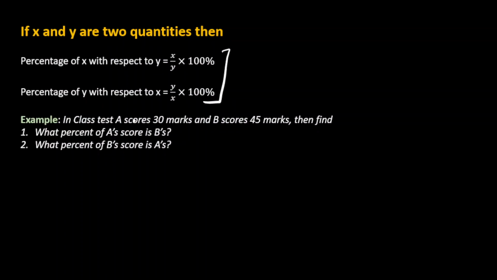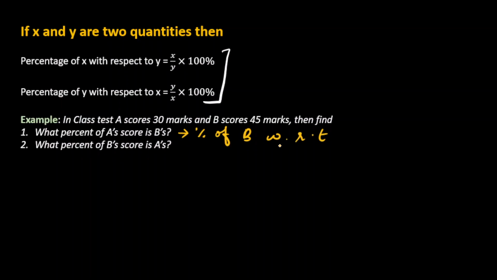So in a class test, A scores 30 marks and B scores 45 marks. So A and B are two persons here. So marks of A are 30 and marks of B are 45. So what's the first part? We have to find what percent of A's score is B's. So what percent of A's score is B's? It actually means the percentage of B with respect to A.